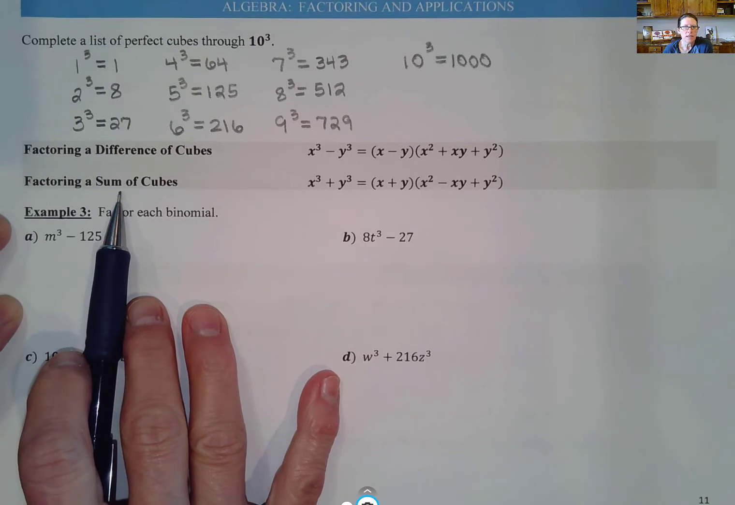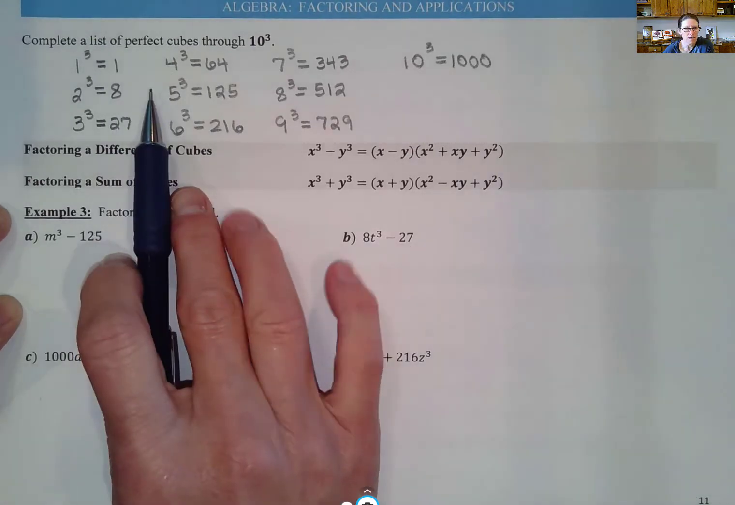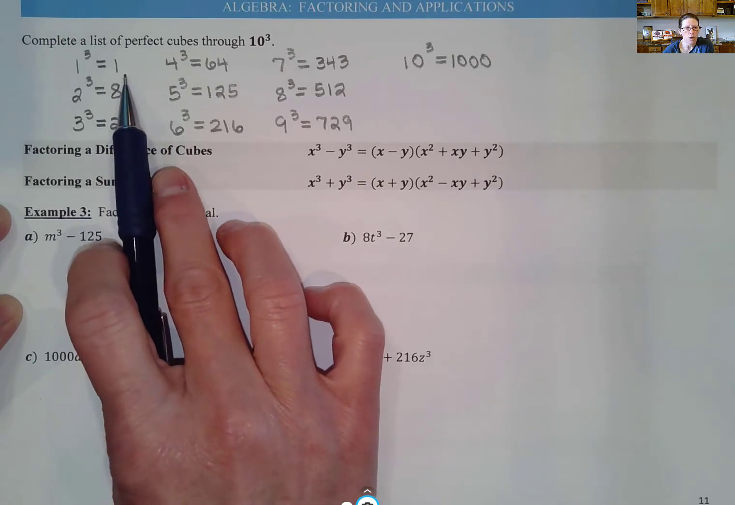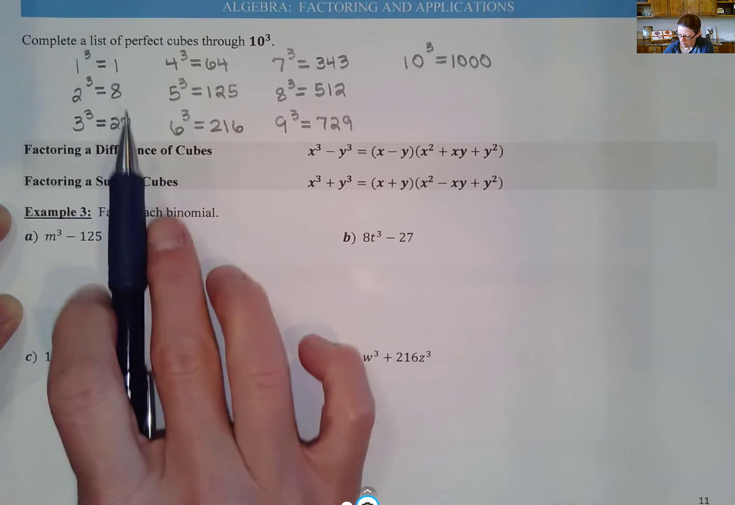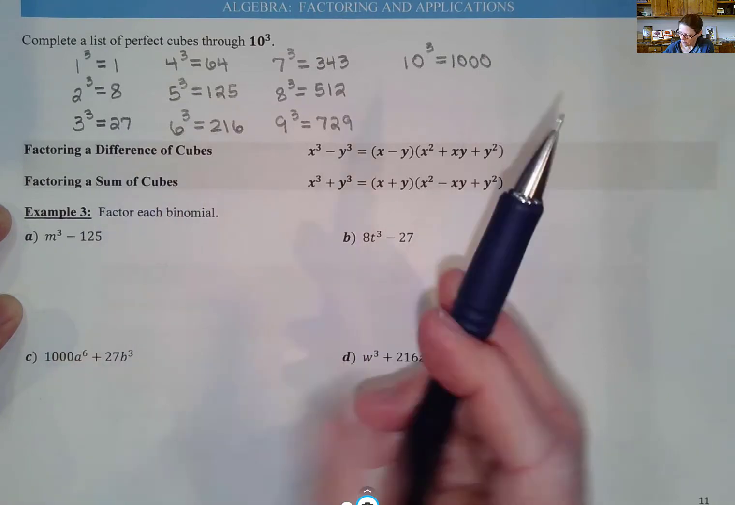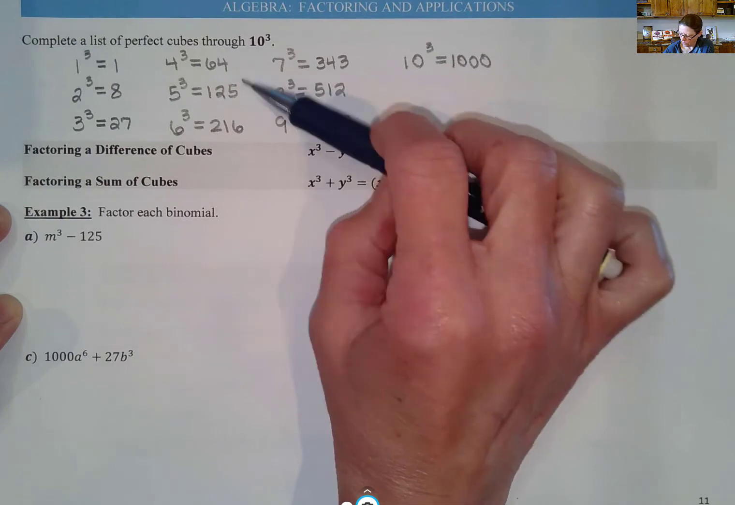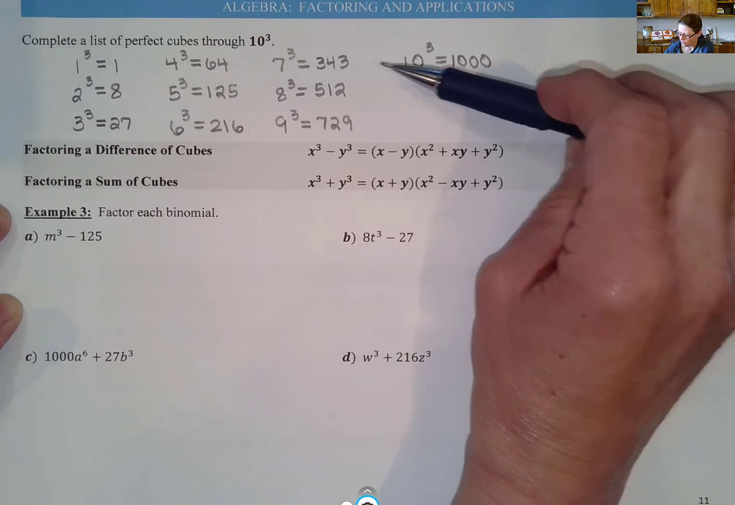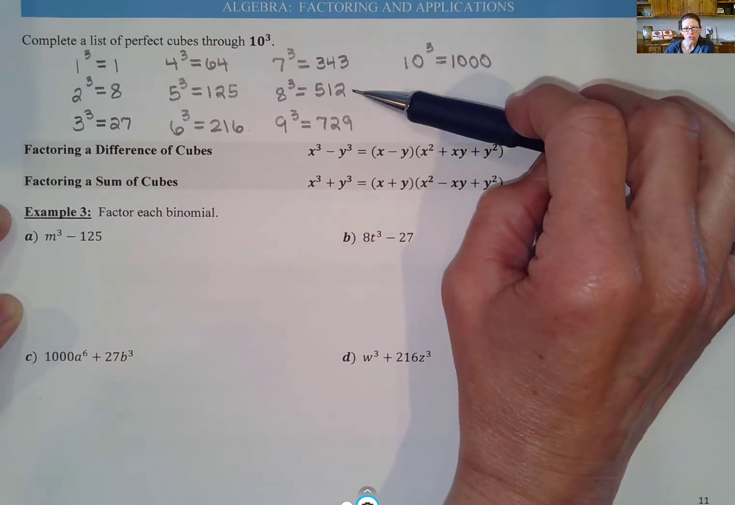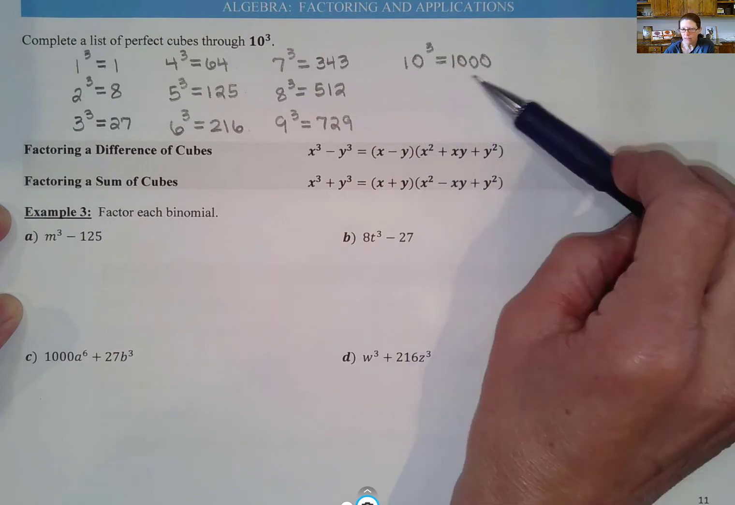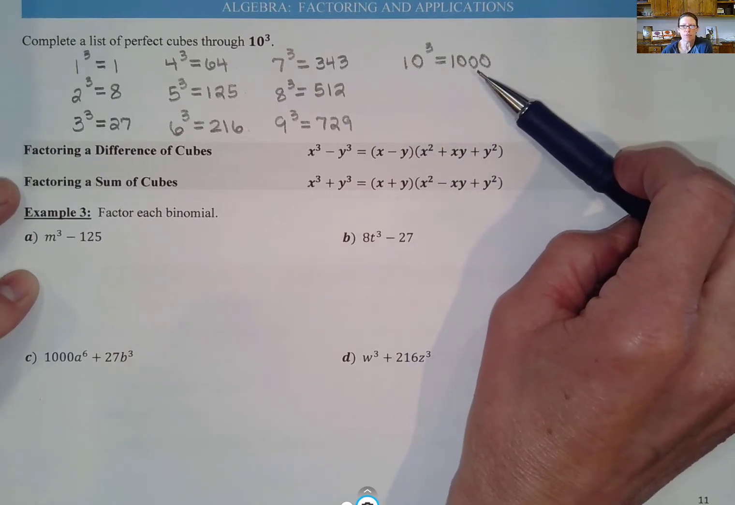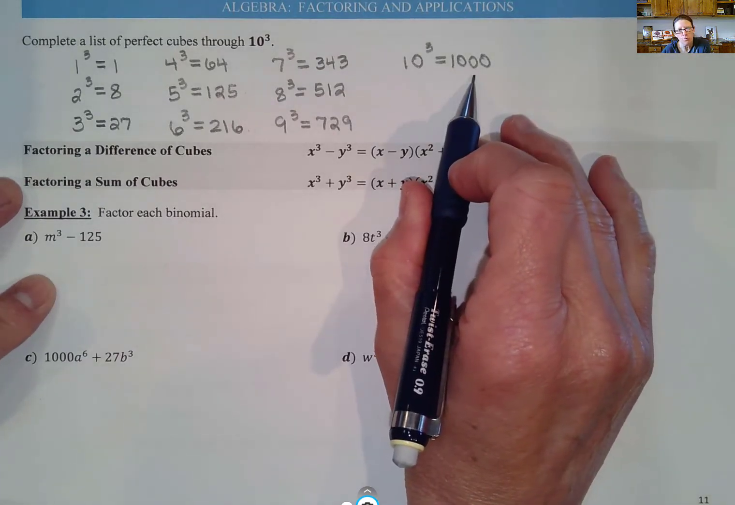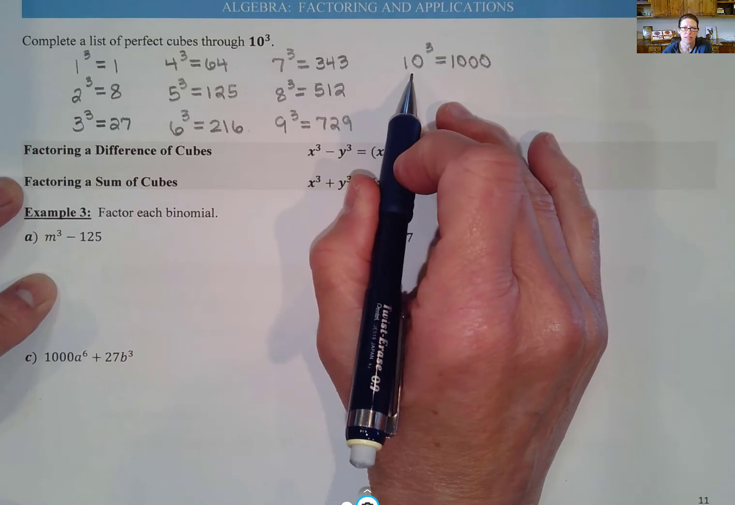Now, before we get into this, I think it's a good idea to make a list of some perfect cubes. For example, 1 cubed is 1, and 2 cubed is 8, 3 cubed is 27, 4 cubed 64, 125 and 216 are perfect cubes, as are 343, 512, 729, and we've completed this list up through 10 to the third is 1,000. 1,000 is a perfect cube, okay, because it's 10 times 10 times 10.